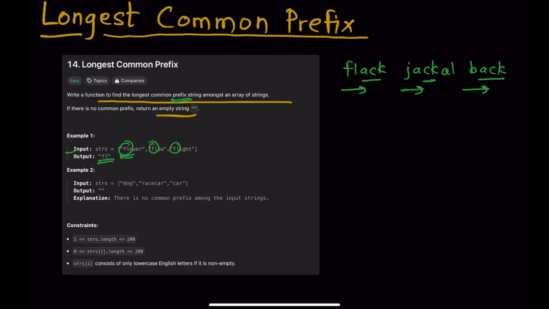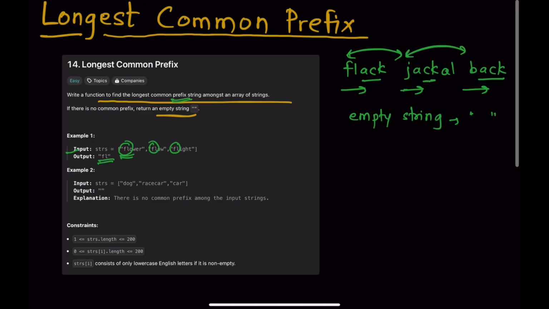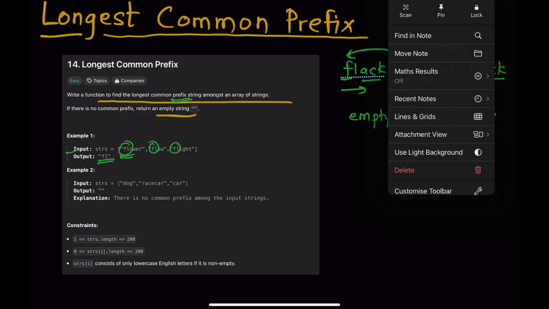What will be the answer for this example now? It would be an empty string. Since F is not equal to J is not equal to B, whatever. The first character itself is not matching, so we don't have anything in common in all the strings. So we return an empty string from here.